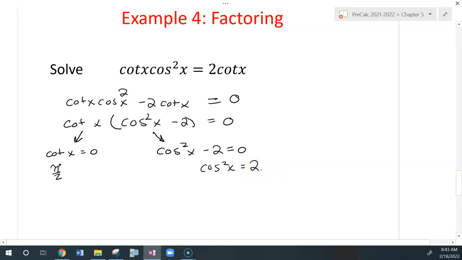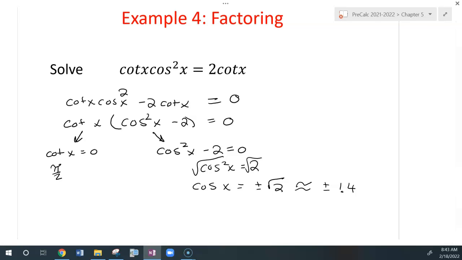So now I need to square root 2 on both sides. Again, take both plus and minus. So cosine of x equals plus or minus square root of 2. One thing I want you to notice is square root of 2 as a decimal is approximately 1.4. Cosine only goes between -1 and +1. So this one is no solution. I can't get anything from my cosine squared x minus 2.